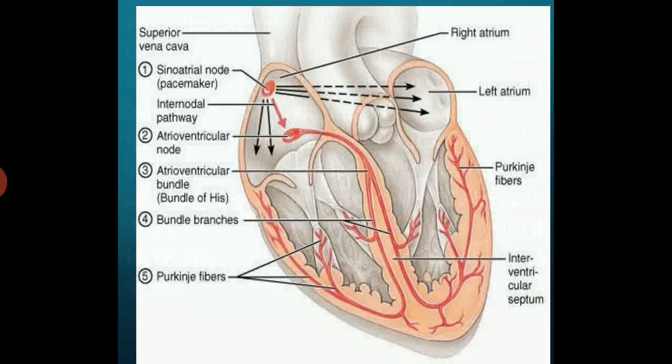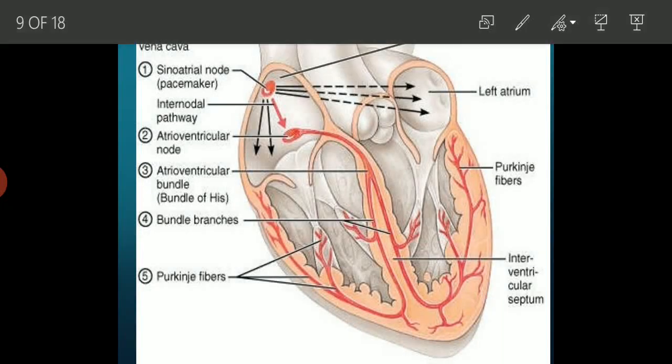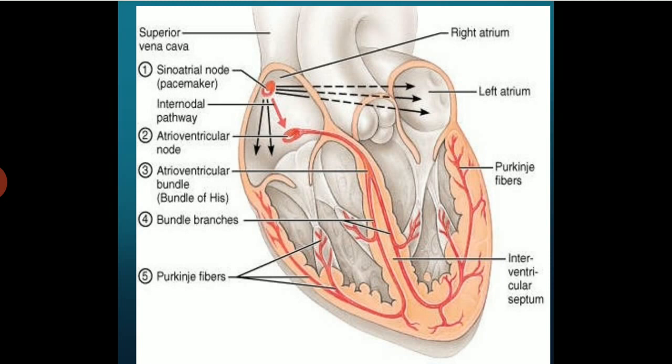Okay, so this is the structure of the heart and the conductive system of the heart. You can see here in the upper part the superior vena cava, and marked with the number one is the pacemaker or the SA node, and below the SA node you can see the number 2, that is the atrioventricular node. After the atrioventricular node you can see the bundle of His and its branches, and the septum on the right side of your screen.